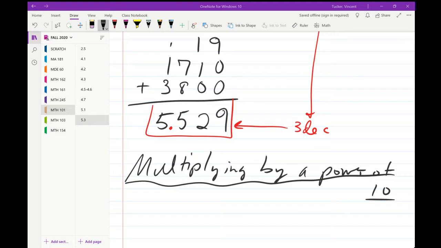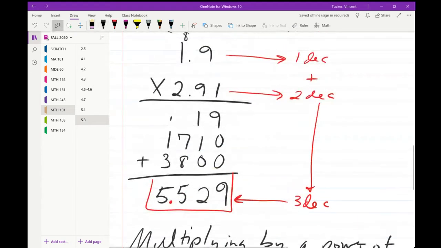Okay, so let me go back to the notes. So yeah, you count how many decimals are in this number, how many decimals are in this number. So we have one in that first number, two in that second. Add them together, we have three decimal places, and that's how many places you have behind the decimal in your final answer. Yeah, no problem.